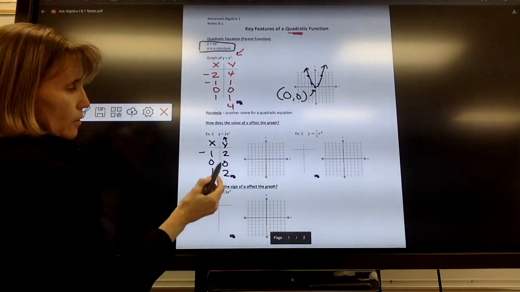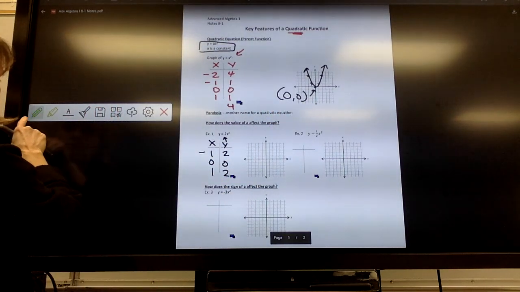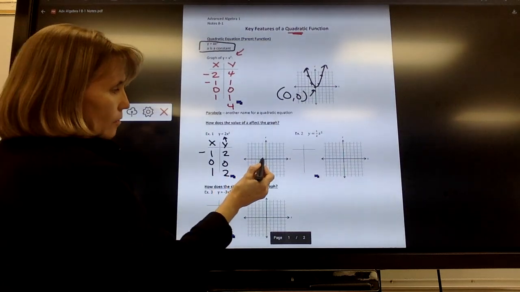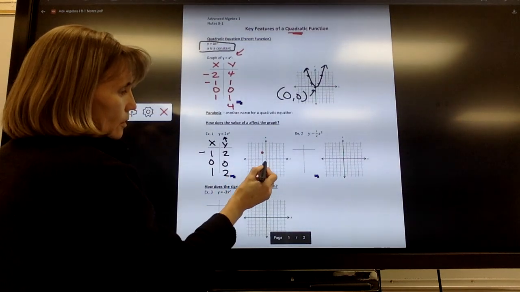And again, you see those repeating y values. Okay, so I'm going to go ahead and plot that. Negative 1 is up to 2. 0, 0.